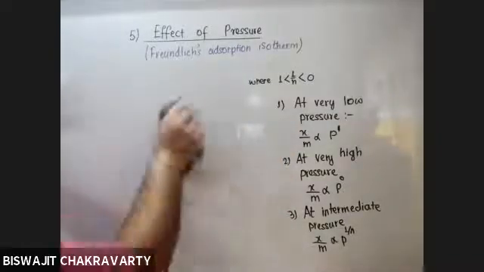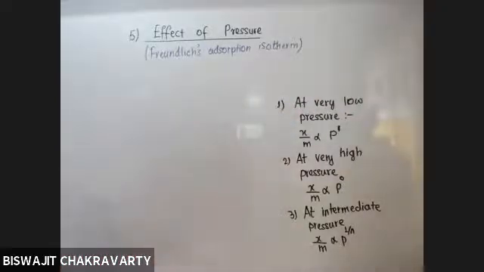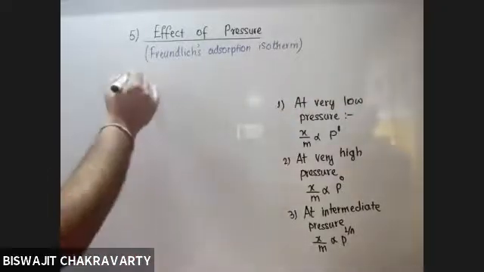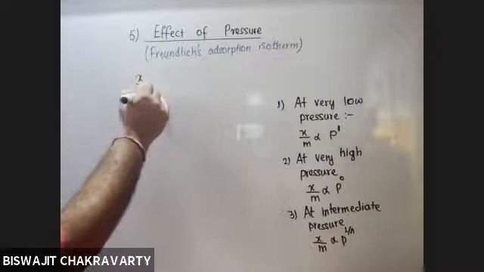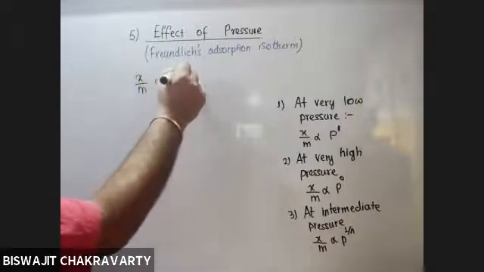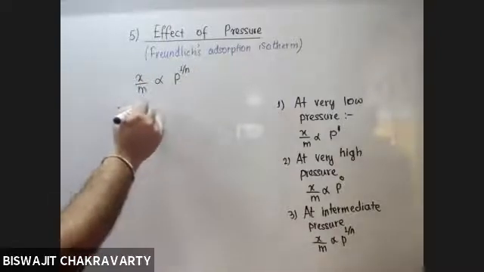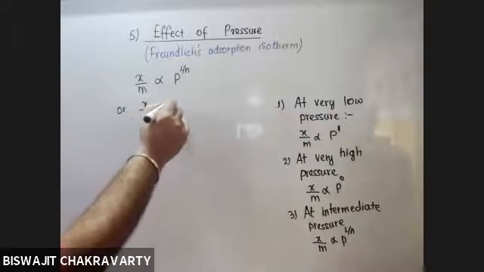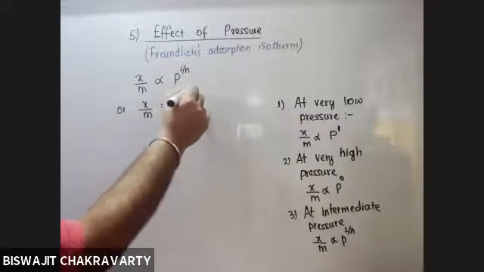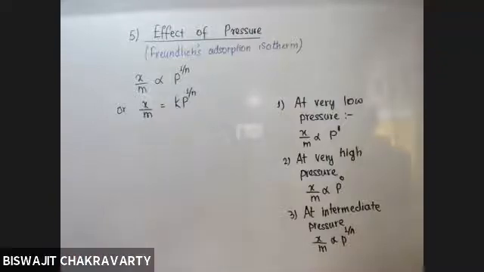Now, when I generalize this, for every condition, we can write x by m proportional to p to the power 1 by n, or x by m is equal to k into p to the power 1 by n, where k is the constant of proportionality.